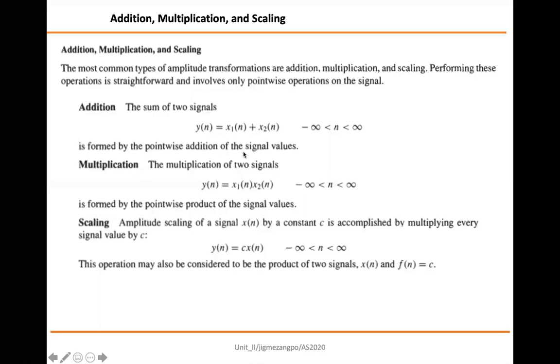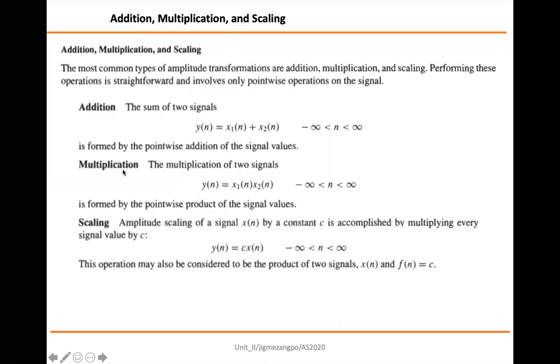So in order to add the signals x1 of n and x2 of n, you should add, for example, at point 0, the origin, if x1 of n is 2 and x2 of n is 1, then 2 plus 1 equals 3, so your y of n will equal 3. So you know this one. This is again the revision of signals and systems.